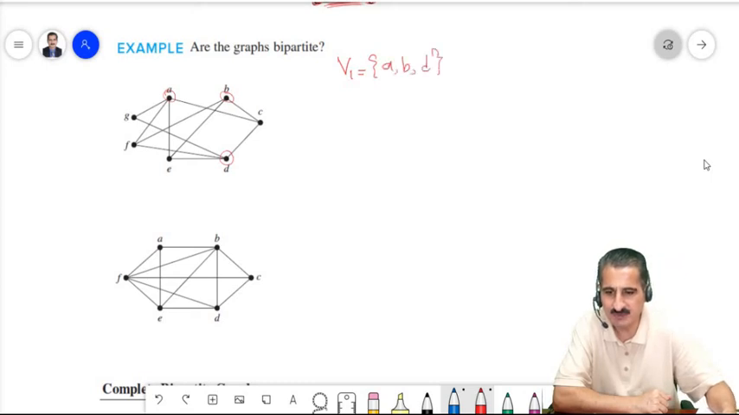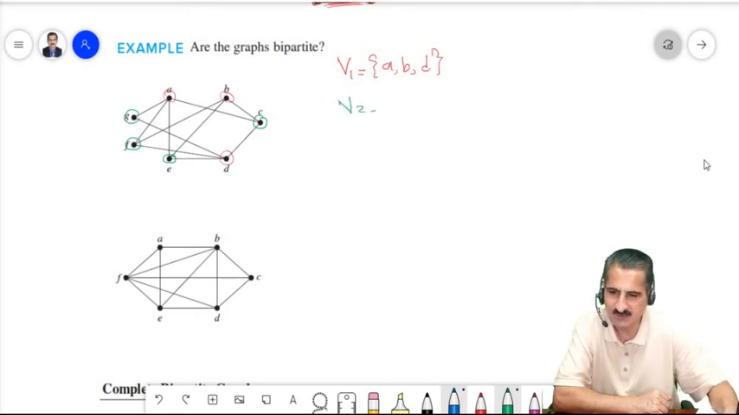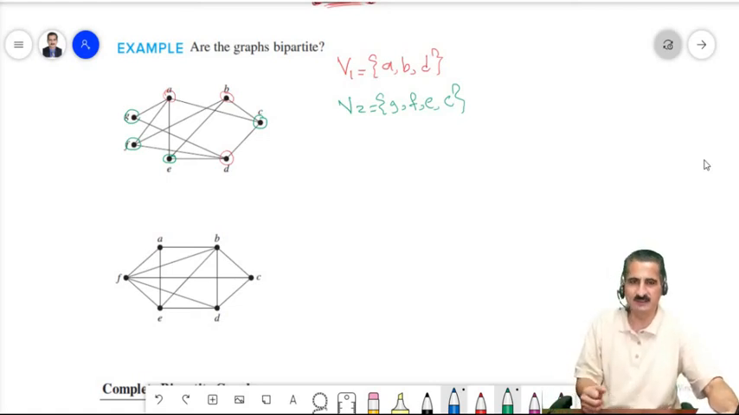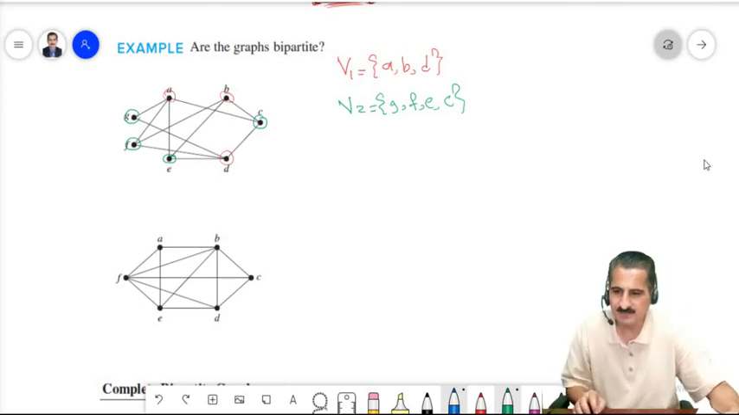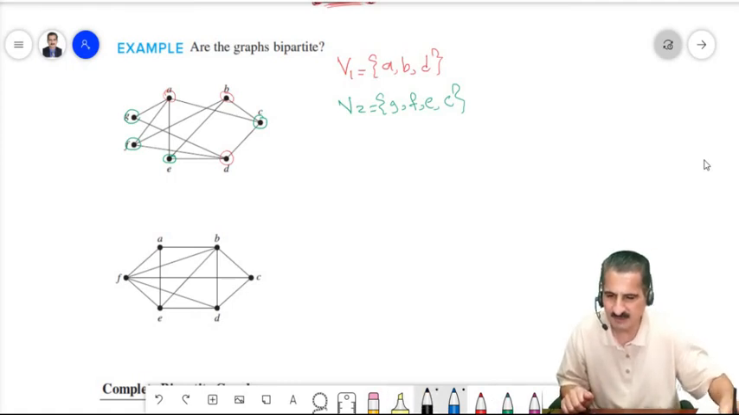So I'm trying. What about the remaining? The remaining vertices must make the other set because I have two sets only. So if you go to G, F, E, and C, now we will say, okay, it is a bipartite. Now look at the colors. Every edge connects two different colors, and no two vertices with the same color are connected. So this is a bipartite graph.